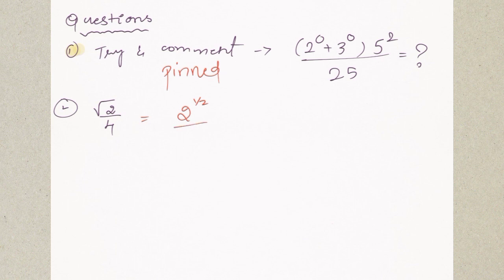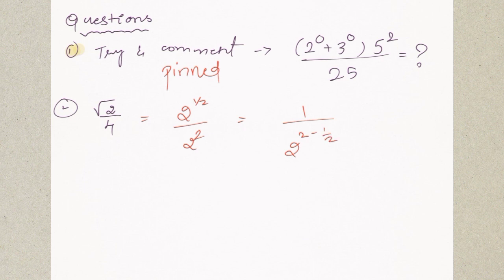Now 4 I can write as 2 square, right? Now it is in the form of a power m by a power n, where n is greater, so m is less than n. So what we can do is 1 by a power n minus m. Correct. So let's do this. It is equal to 1 by 2 power 2 minus 1 by 2.